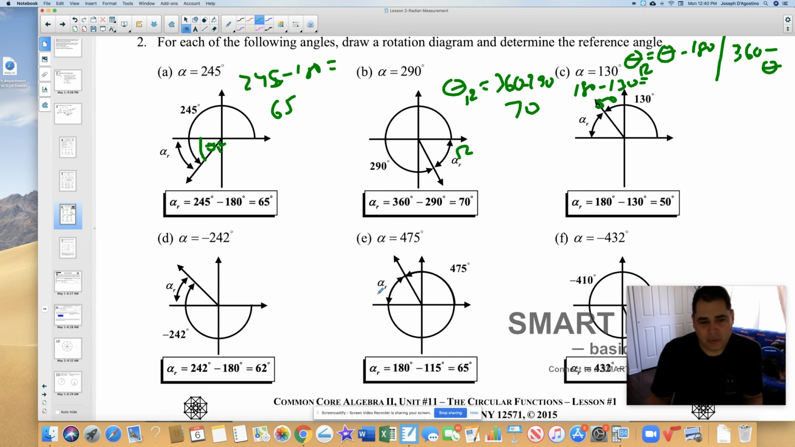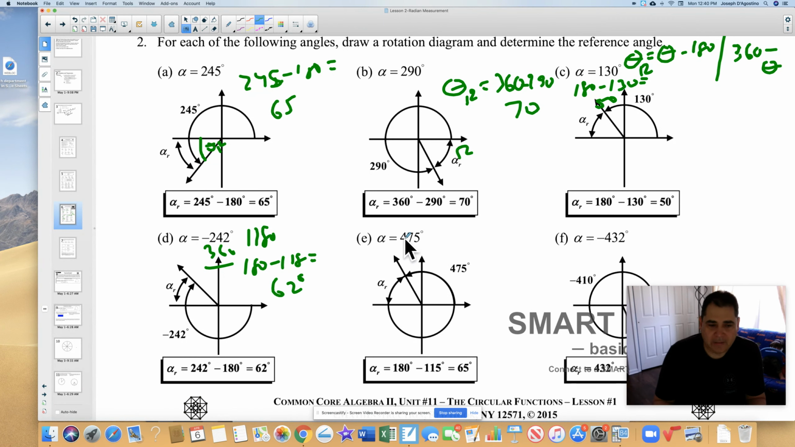Now, if my angle is not between 0 and 360, what I do first is find an angle that's between 0 and 360. Now, if my angle is negative, you add 360 to it. So what is negative 242 plus 360? What is that, 118? So that gives me 118, right? Now, 118 is in the second quadrant. How do you find the reference angle in the second quadrant? 180 minus 118. So 180 minus 118 is 62.